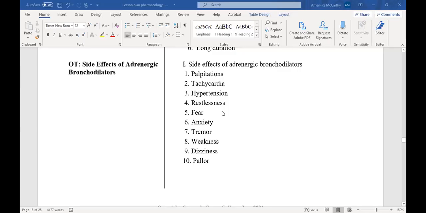All right. What are the side effects of adrenergic bronchodilators? Well, we have cardiac and we have systemic side effects. So all of the red ones are going to be cardiac: palpitations, tachycardia, hypertension, that's high blood pressure. Those three here are the cardiac side effects. The rest of these will be systemic side effects.